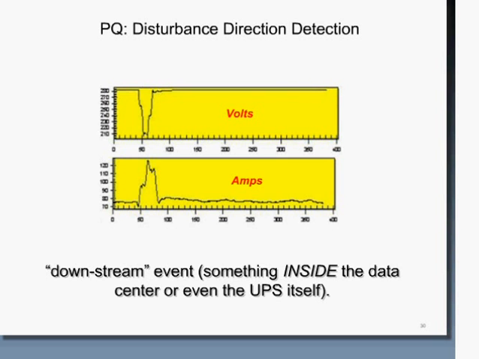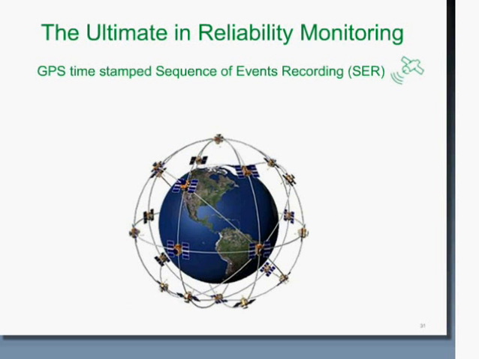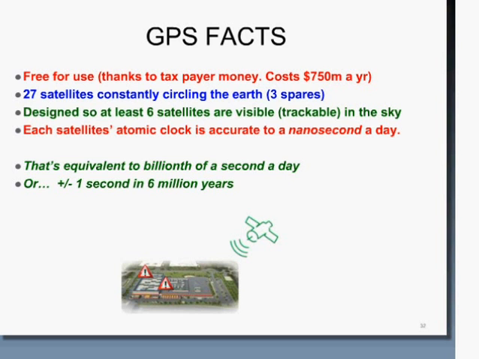The ultimate solution and the ultimate scientific tool that we've come up with in reliability monitoring is to use the satellite technology that our Defense Department put into space: GPS time-stamped sequence of event recording. Here's some of the interesting facts. Thanks to our taxpayer dollar, literally we have this free service that we're using for time stamping. We're using it for a lot of things in our computers. Basically, the atomic clocks and the satellites are so close that you're accurate to a billionth of a second in some of the GPS satellites.